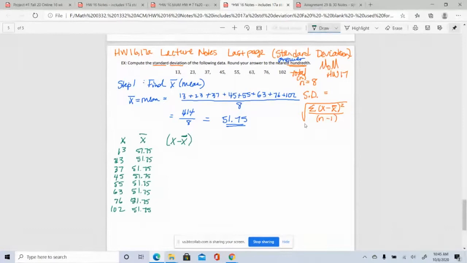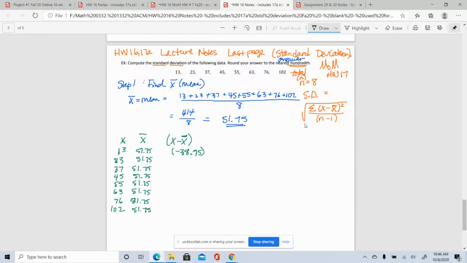Now we're really going to be doing x minus x bar squared. But we're going to do this the long way today, just to make sure I understand what you're doing. 13 minus 51.75 equals. Now, what's interesting, I'm getting negative 38.75. I'm getting a negative number.